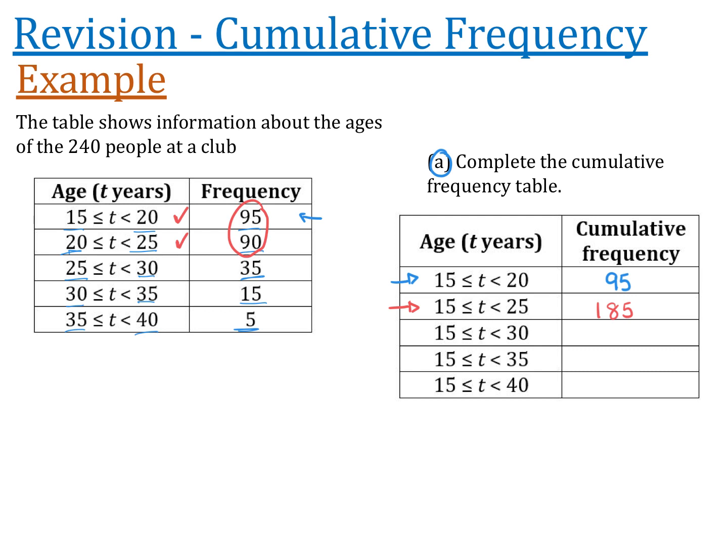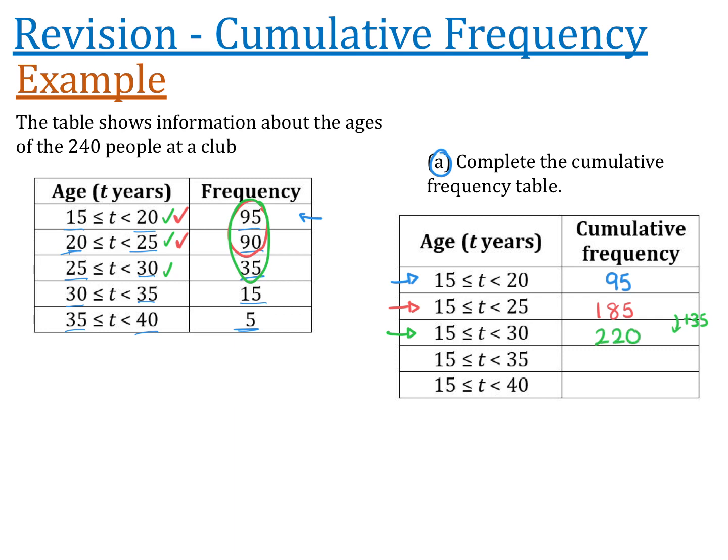We're just really adding on, but if you want to look at what we're actually doing, it says how many people are between age 15 and 30. Well, these people are, and so are these people, and so are these people. So this time we want to add in all three of those numbers. But we've already added on 95 and 90, so we can just add on the next lot of numbers as well. So to get to the next bit, I'm just going to add on 35. So that's going to give me 220.